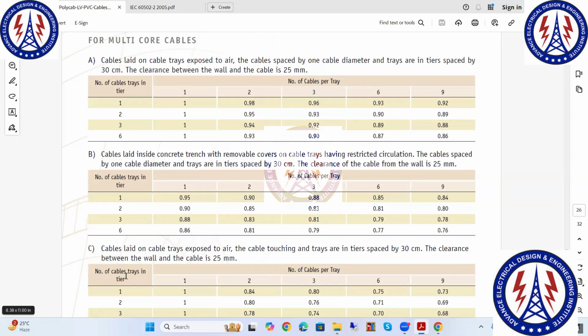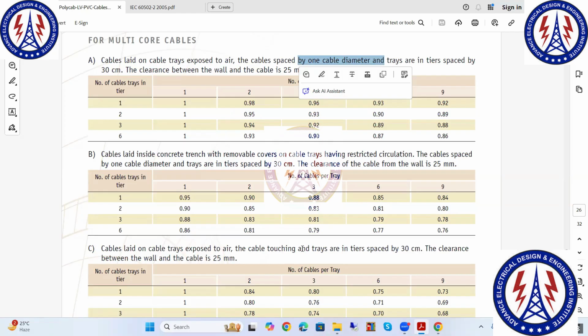A or C? Okay, let me explain now. In A, you can see cable spaced wire 1 cable OD. So if we are using this factor, we need to lay the cable providing 1D spacing between the two cables, right? Means the tray requirement will be high, and we require more supporting, more width in the tray, correct?